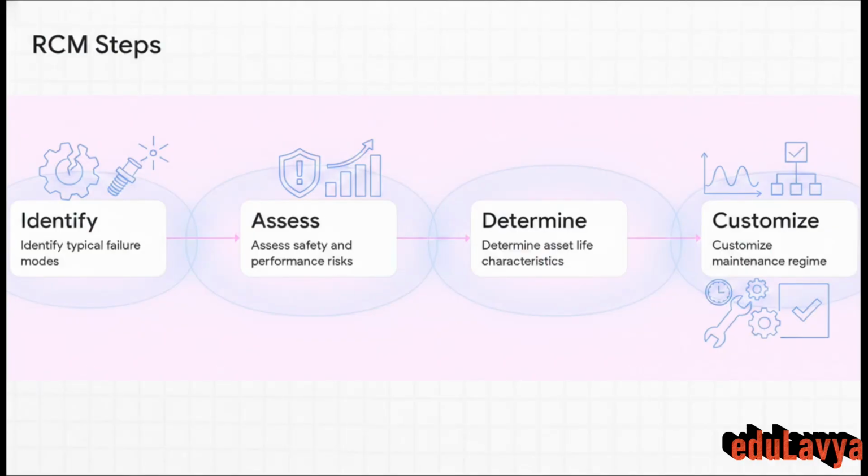Engineers systematically follow a set of steps. First, they identify exactly how a specific asset might fail. Next, they assess the safety and performance consequences if that failure actually happens. Then, they look at the asset's wear-out characteristics, and finally, they customize the maintenance strategy specifically for that individual item.